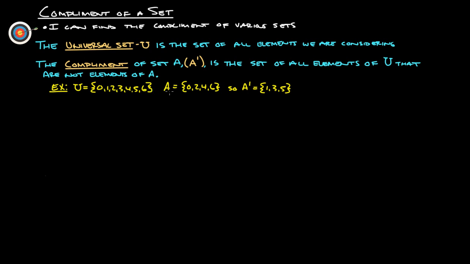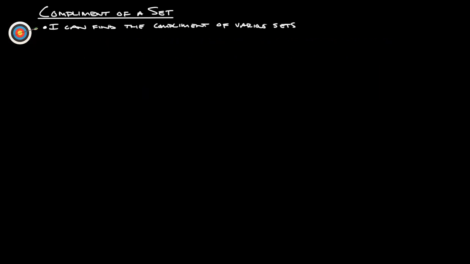If set A is 0, 2, 4, and 6, the complement of A is everything that's in the universal set that's not in set A. So that would be 5, 3, and 1. So the complement would be those leftover pieces, 1, 3, and 5. So if we add A to A prime, or A union A prime, that's always going to equal our universal set. Let's take a look at some examples here.